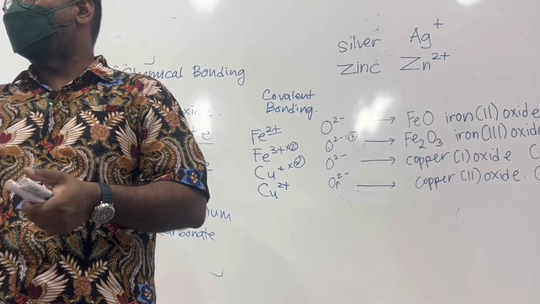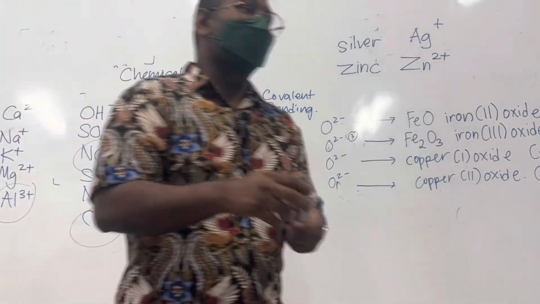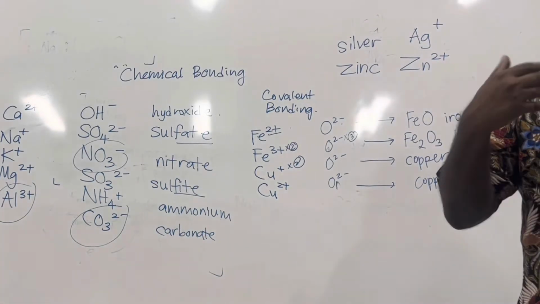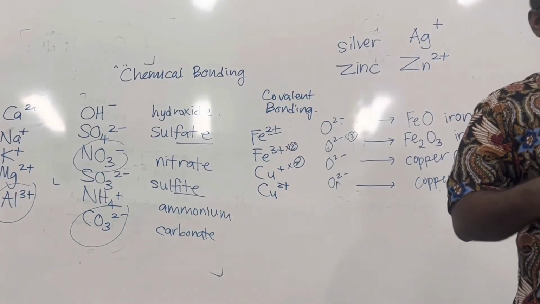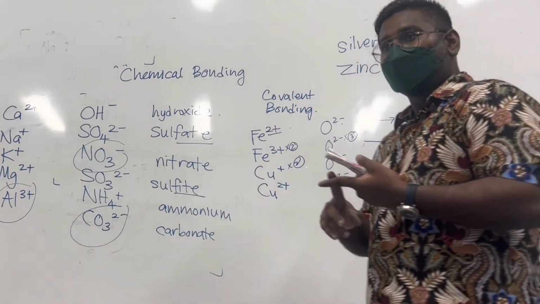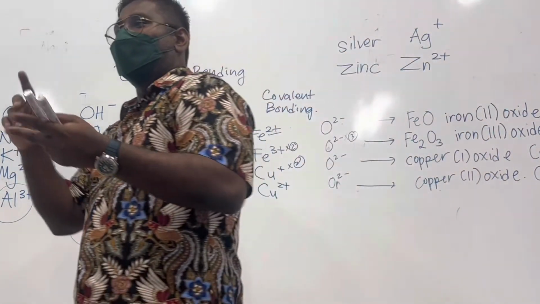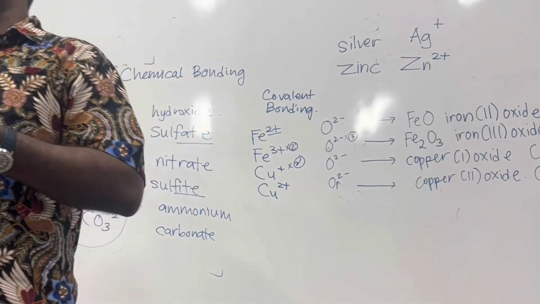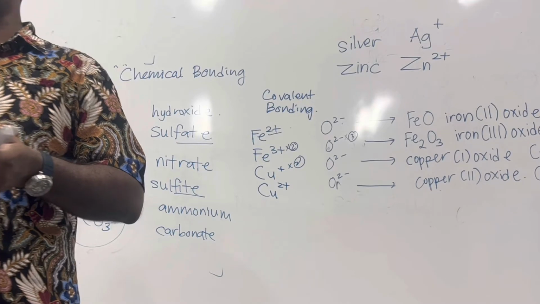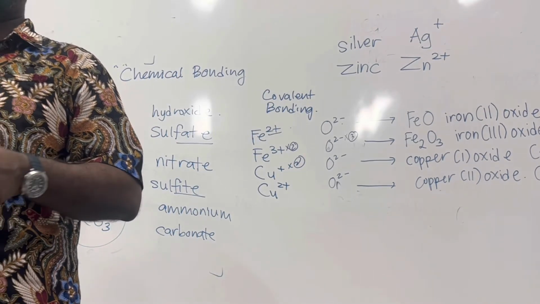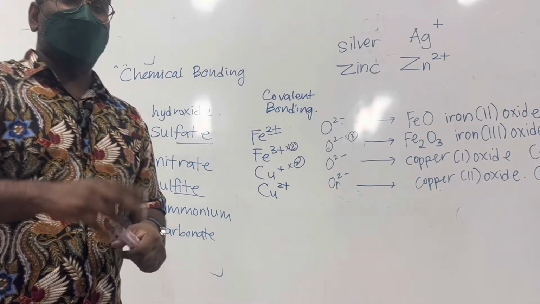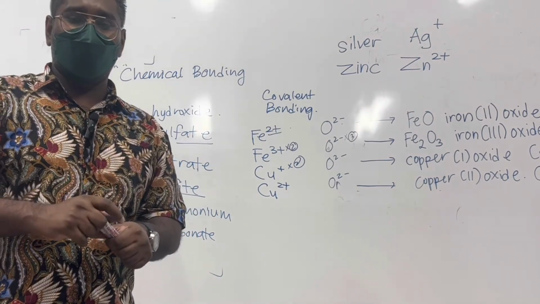Similar to that, only a few elements in the transition elements you need to memorize. The ones that I'm asking you to memorize are iron and copper. I'm not asking you to memorize many things. The rest you will learn as we go. Iron and copper, make sure there is a number over there.